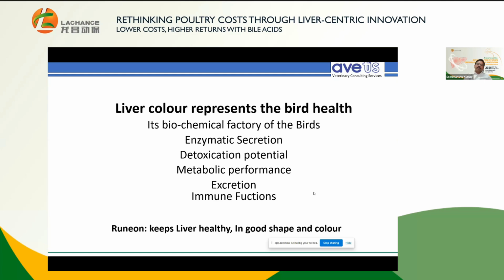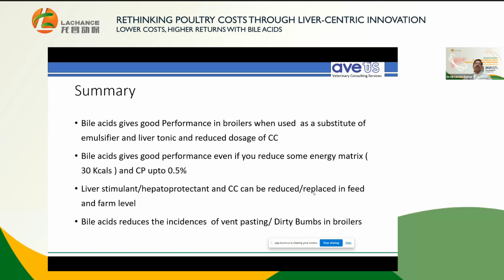When we talk about immune functions, immunoglobulin is also protein, and that is also processed in the liver only. Hence, the liver is a very important and critical organ to keep the bird healthy. Indeed, it keeps the bird's health good. It keeps the liver in good shape and good color. That indicates that the bird should perform well.